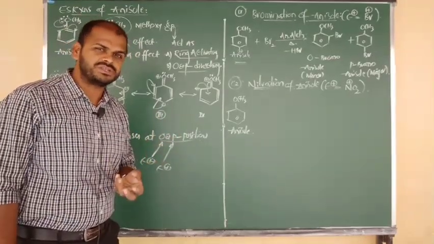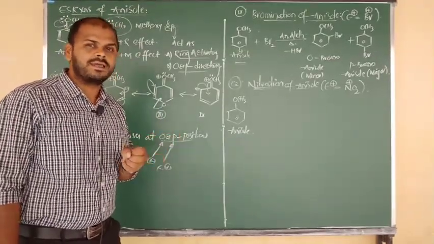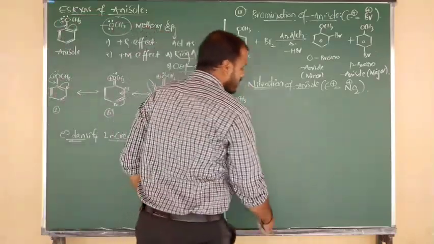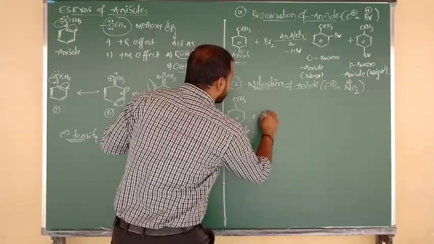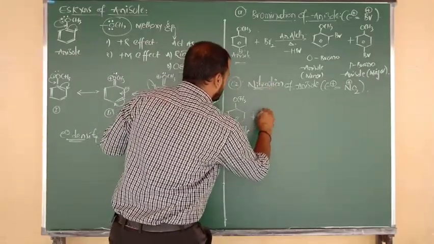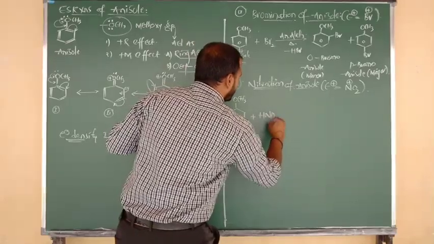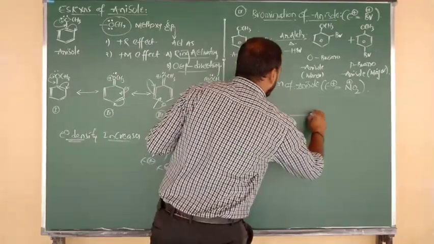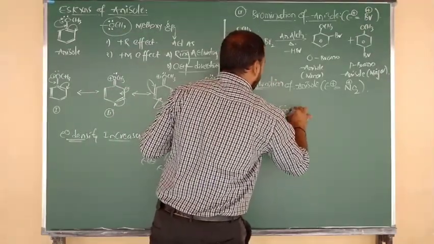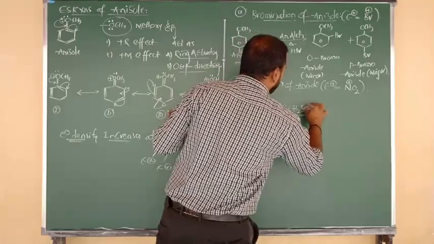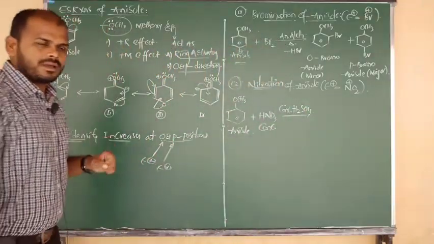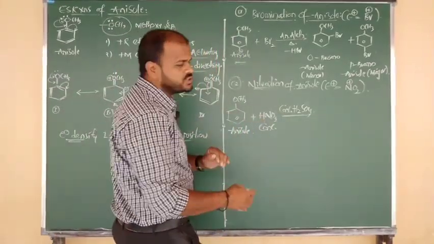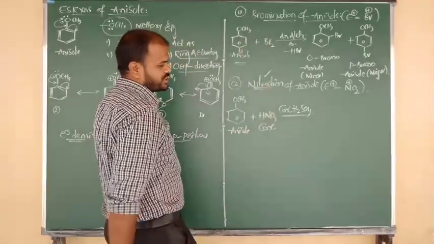What is meant by nitration mixture? Concentrated nitric acid and concentrated sulfuric acid. That mixture is nitration mixture. So anisole upon reaction with nitration mixture, that is HNO3, concentrated nitric acid, and also concentrated H2SO4, sulfuric acid, in the ratio of 1:1. That one we call nitration mixture.